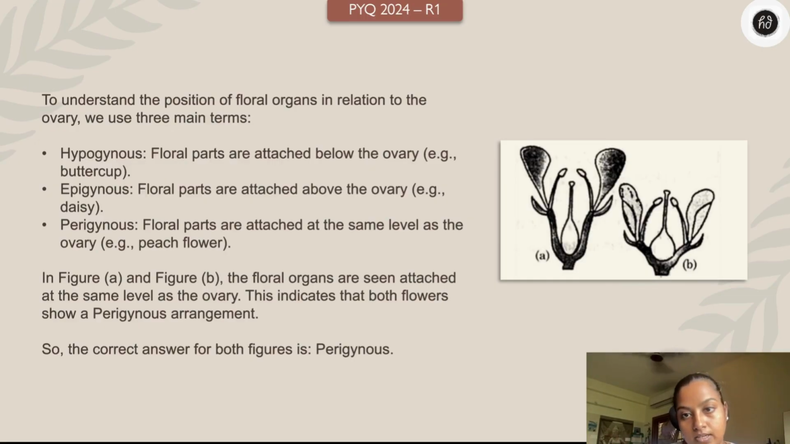Yes, so both are very clear, and don't I feel that most of the students will confuse it with epigynous, since they might think option A is like an inferior ovary. No, in case of an inferior ovary, the thalamus will completely enclose the ovary. On top of it you can see all other parts, but this is not the case, right? Here it's very clear, it is perigynous. So both are perigynous. That's the right answer.